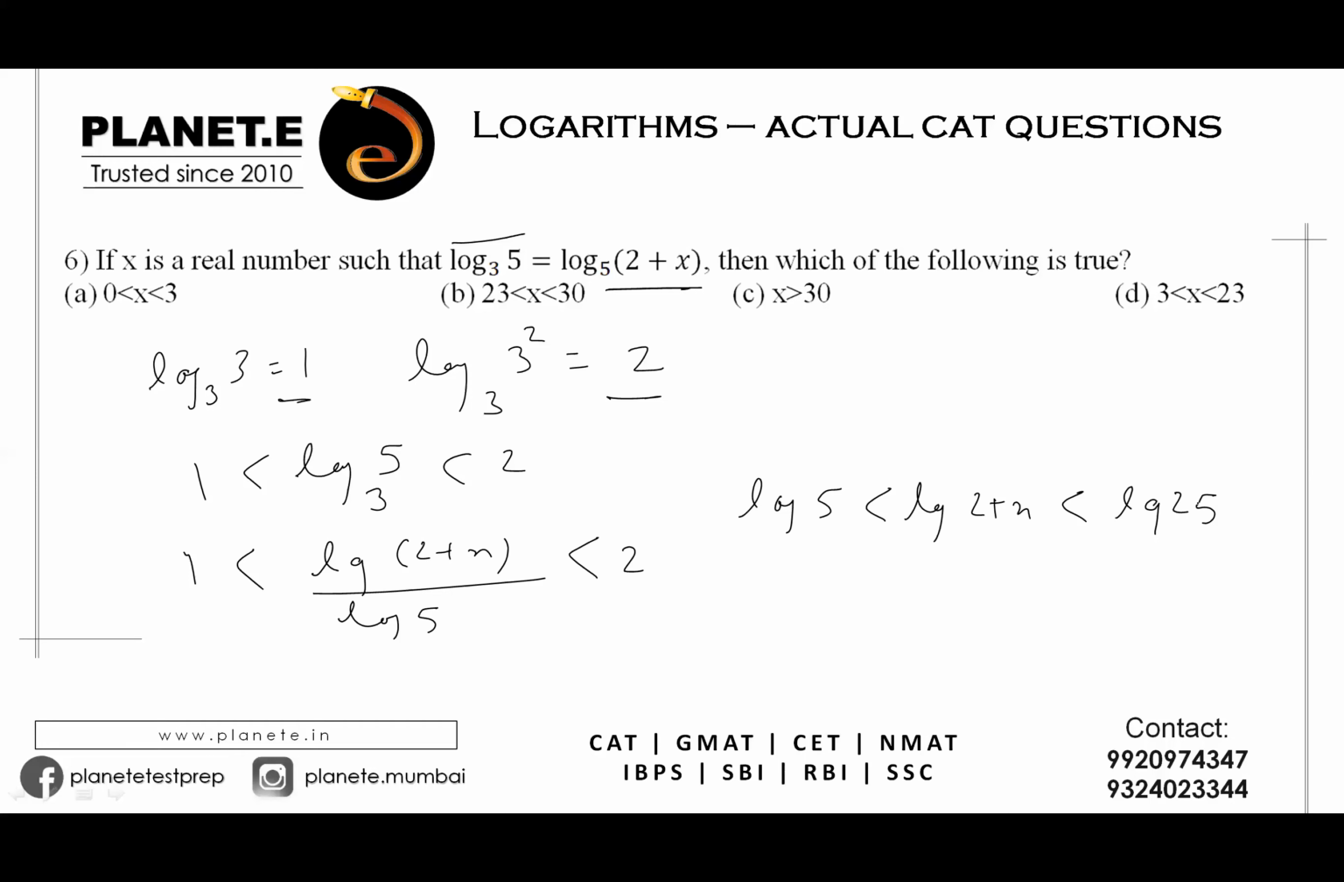Yes or no? So from here I can easily see that 5 should be less than 2 plus x should be less than 25. Agree or not? Right? Subtract 2 from all three terms. So I'll get 3 less than x less than 23, which is nothing but my option number 4. All right. So I hope this question is clear as well.